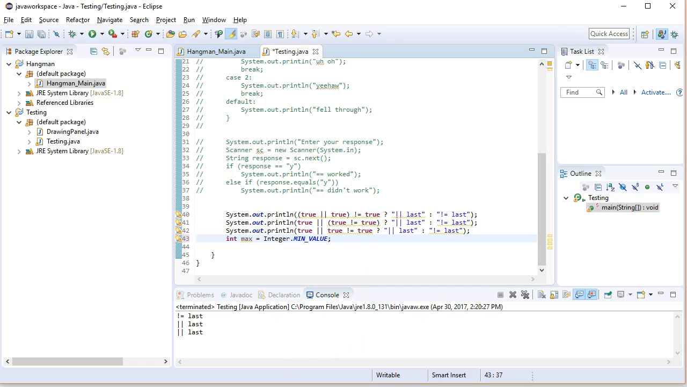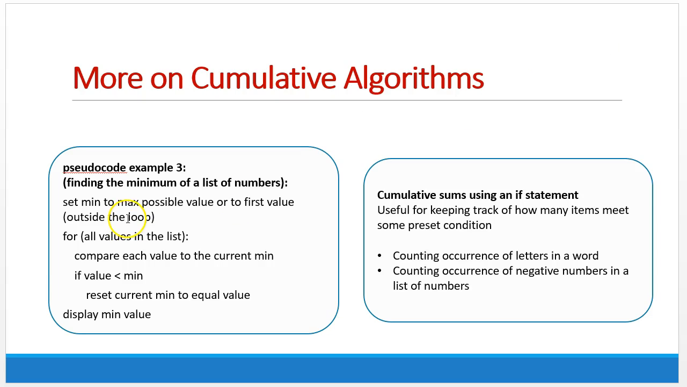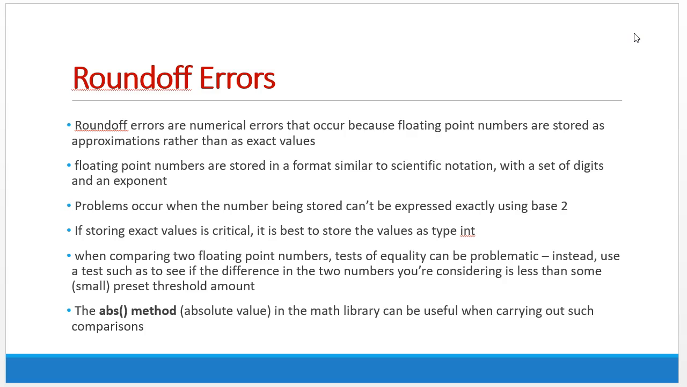Okay, so that's how you can find out what the real minimum value is. So you're going to initialize that max to be the min value, and then you can go through, and if the value is greater than max, you can reset. Some more ideas: finding the minimum is the same thing, except instead of setting max to the smallest possible int, you're going to set min to the largest possible int. Cumulative sums, so you can count the occurrences of a letter, and in our case, we've already seen an example where we built a string by going through all the characters in a string.